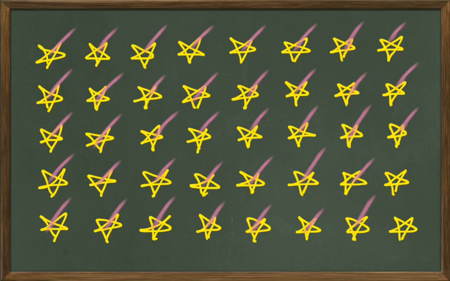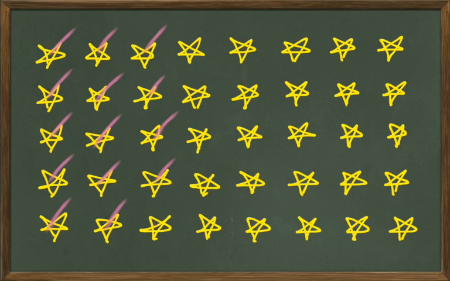Then 39, 38, 37, 36, 35, 34, 33, 32, 31, 30, 29, 28, 27, 26, 25, 24, 23, 22, 21, 20, 19, 18, 17, 16, 15, 14, 13, 12, 11, 10, 9, 8, 7, 6, 5, 4, 3, 2, 1. Blast off, and we're done.